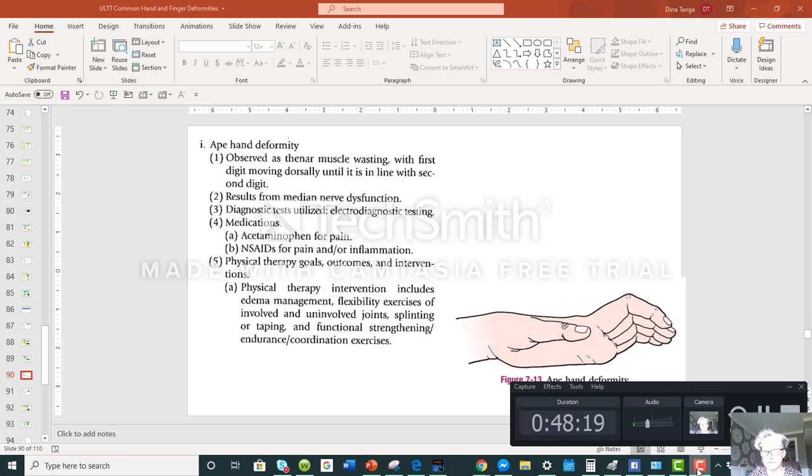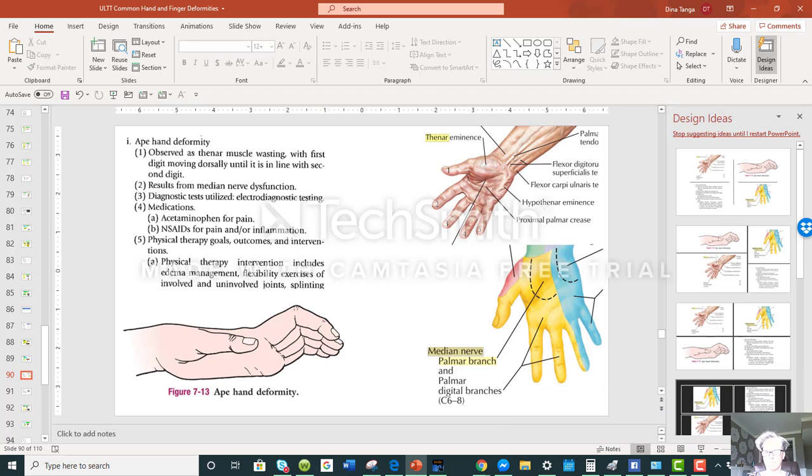I'm going to pause for a second. Okay, so I took a little break, pause to go to my atlas. So here's the thenar eminence, right here, the thenar muscles next to that thumb, thenar thumb. The median nerve, thenar thumb, right there. Okay.